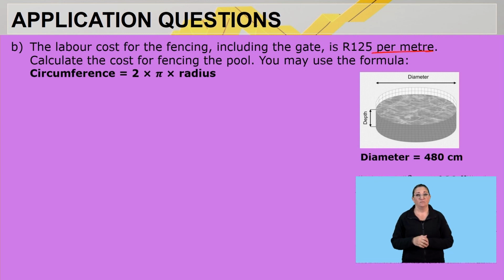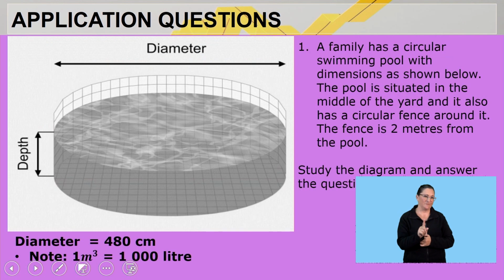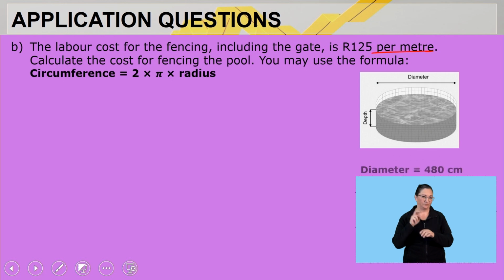So what will I do? I'll calculate the circumference, the total distance around this pool, to get that distance. So if I go back, I just want to quickly remind you, it says here, the pool is situated in the middle of the yard, and it also has a circular fence around it. Important now, the fence is 2 meters from the pool. Okay, we must keep that in mind. All right, now let's go to our question.